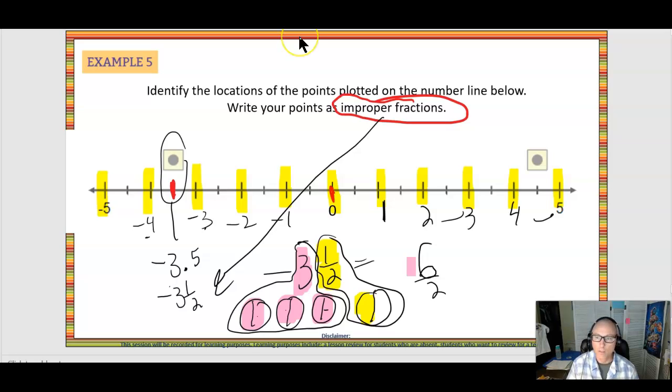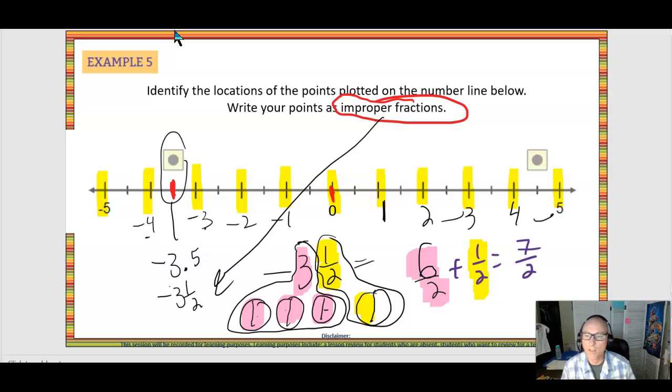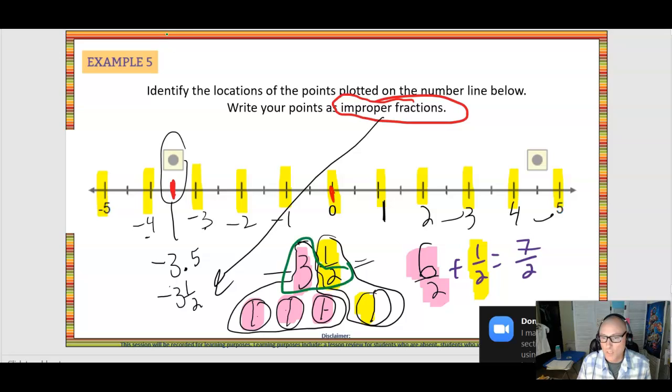So let's just color code this. 6 halves is the pink, and then add the yellow, which is 1 half. That gives us 7 halves. And that is why our little method that we use works. Really, our method could be 2 times 3.